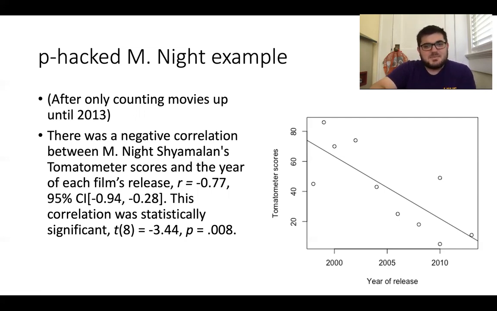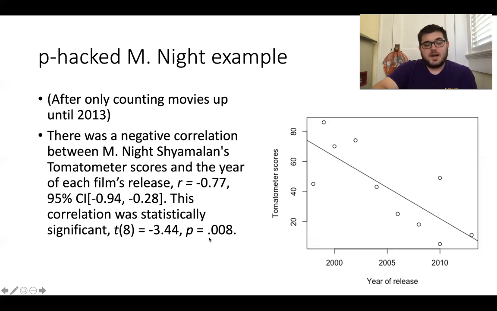The Sixth Sense wasn't bad, but anyway, this isn't an M. Night Shyamalan class. Let's see what happens when you p-hack. You want your p-values, so you take out everything past 2013. Now we have a negative correlation of negative 0.77. And look at this 95% confidence interval. It's still a wide interval. It could be as low as negative 0.94 or as high as negative 0.28. But notice that the interval itself does not include zero. They're both negative numbers, and it is statistically significant.